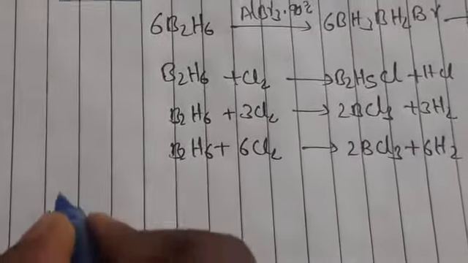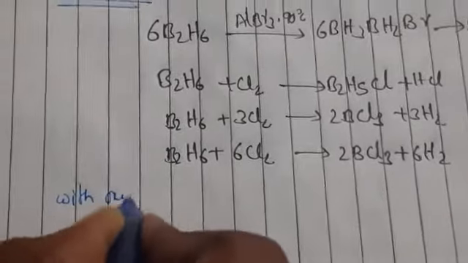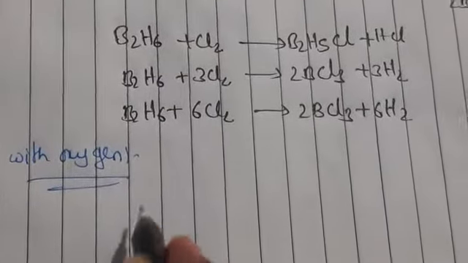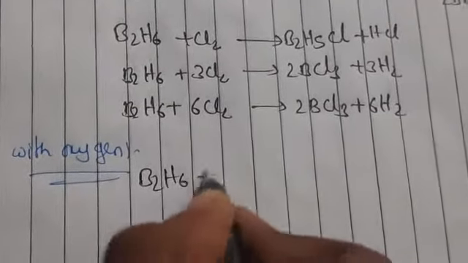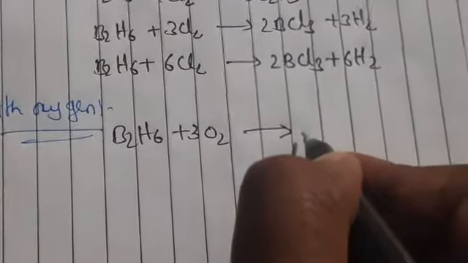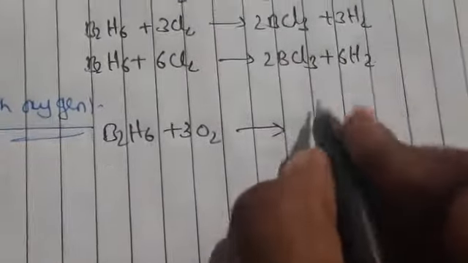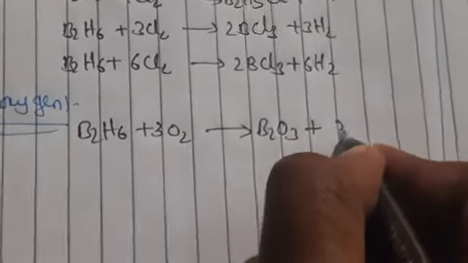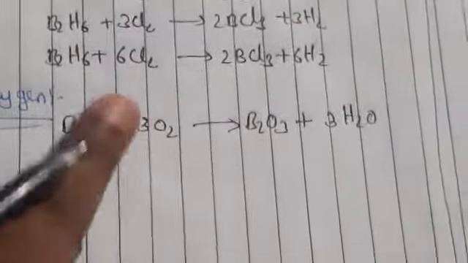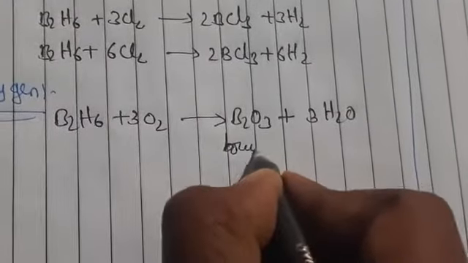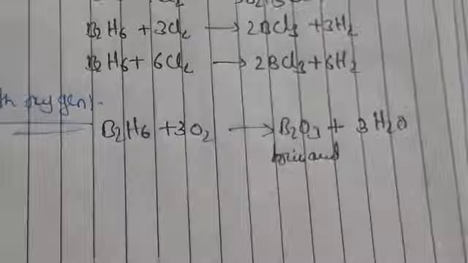The next one is the reaction with oxygen. When diborane is reacted with oxygen, B2H6 plus 3O2, it forms B2O3 plus 3H2O, which on hydration gives boric acid. Here oxidation is happening, addition of oxygen.